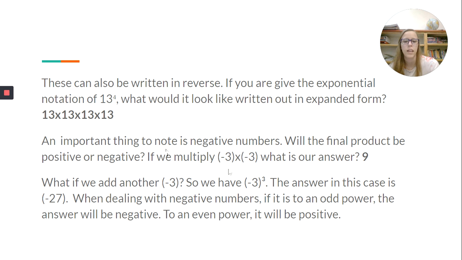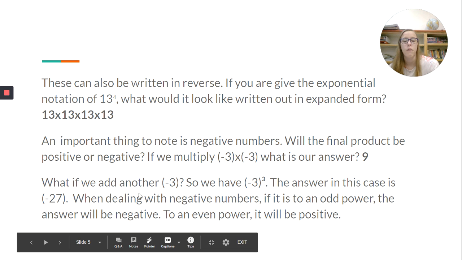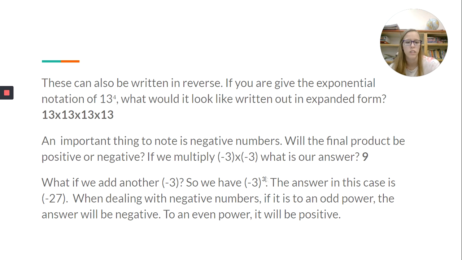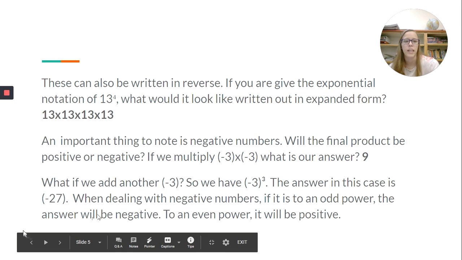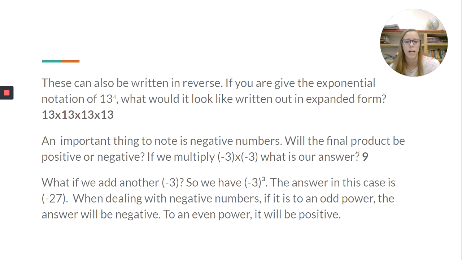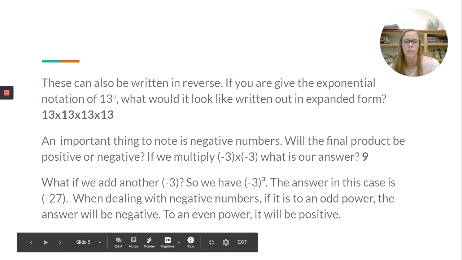So if you multiply -3 times -3, what are you going to get? 9. So is that positive or negative? It's positive, but we use 2 negative numbers to multiply to get there. Okay, you add another -3, so you have -3 to the 3rd, then you're going to get a negative answer. So if we take 9 times -3, we get -27.